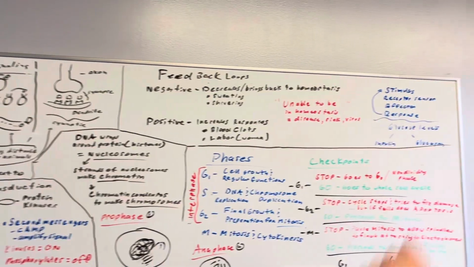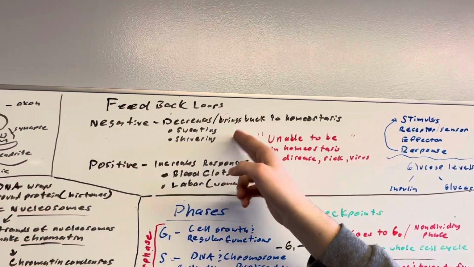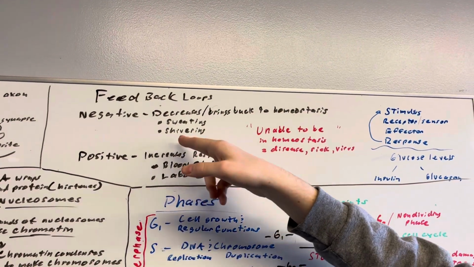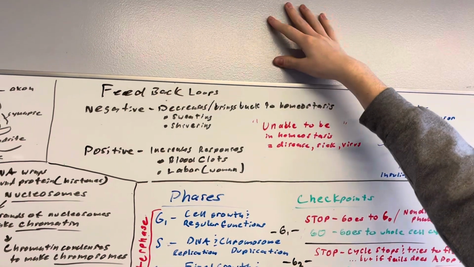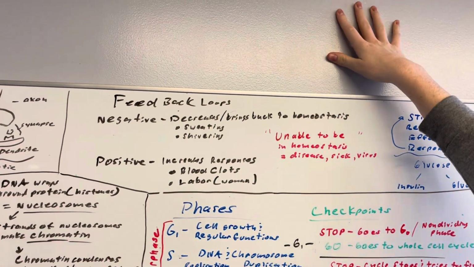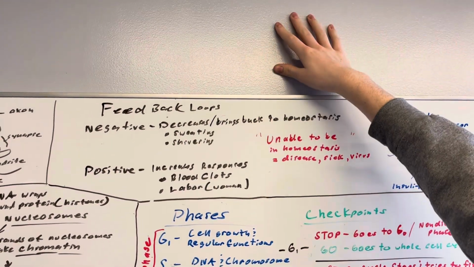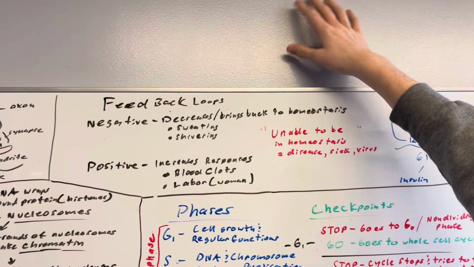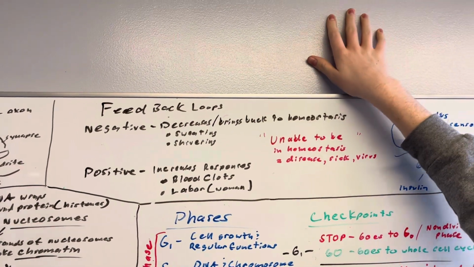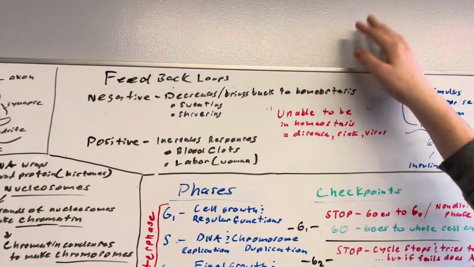And now we're here at feedback loops. So you have negative feedback, which decreases the stimulus and brings you back to homeostasis. So for example, the stimulus is that you're really hot, so you're sweating, and the response is decreasing temperature. Yeah, a decrease in temperature, and so it's going to bring you back to homeostasis. It's going to decrease the stimulus.